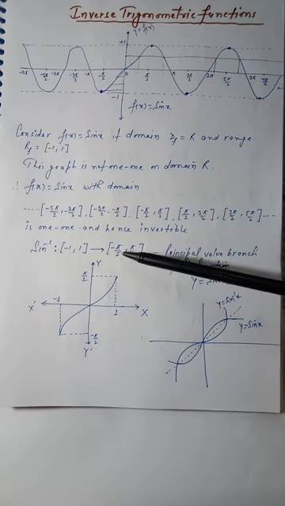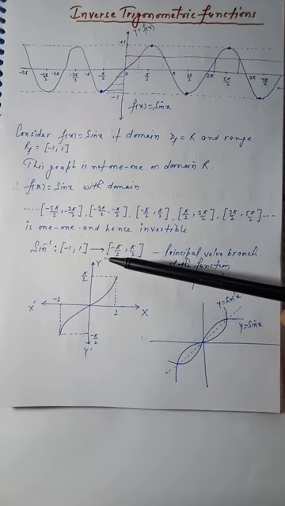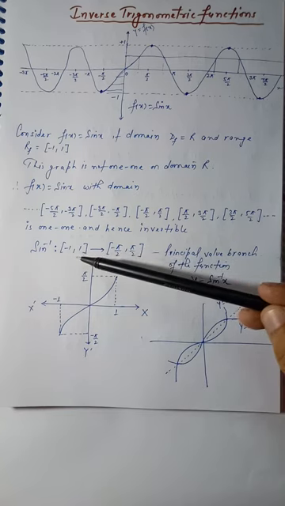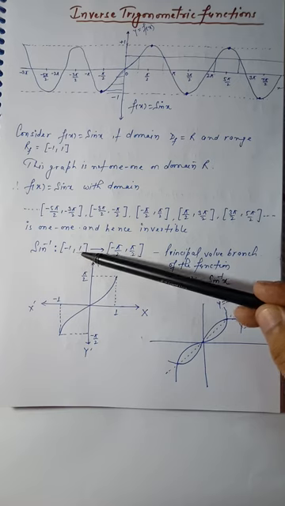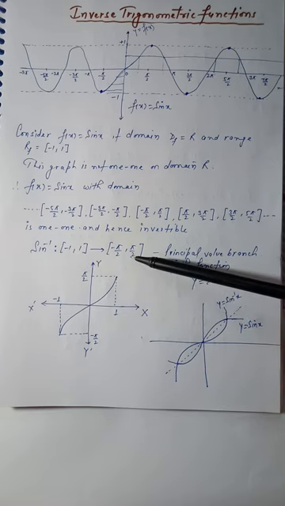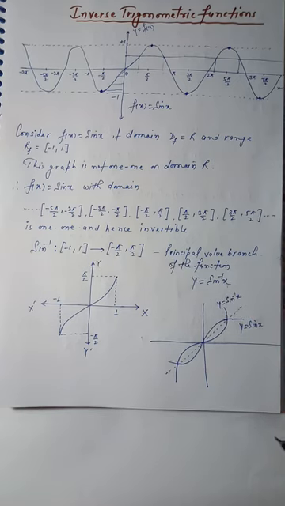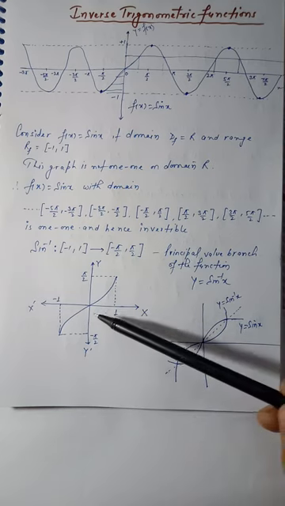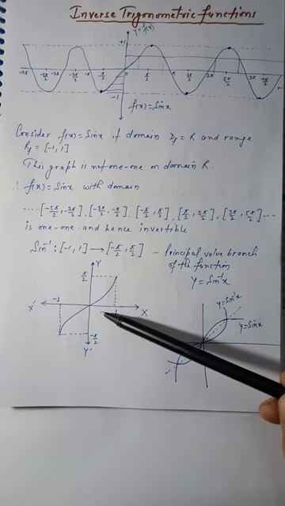So now one thing is clear, that the inverse of the sine function is sine inverse, and its domain is from minus 1 to 1 and range is from minus pi by 2 to plus pi by 2. You can observe one more graph. This is a graph of the inverse of sine.